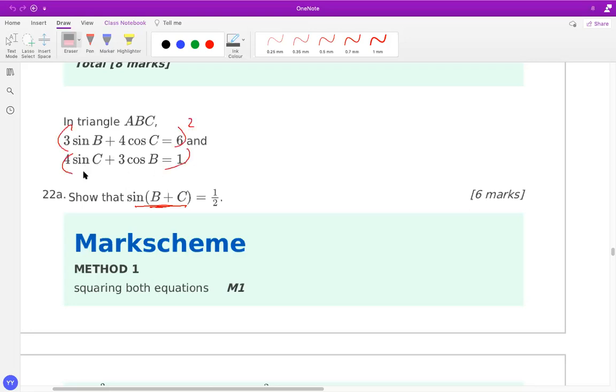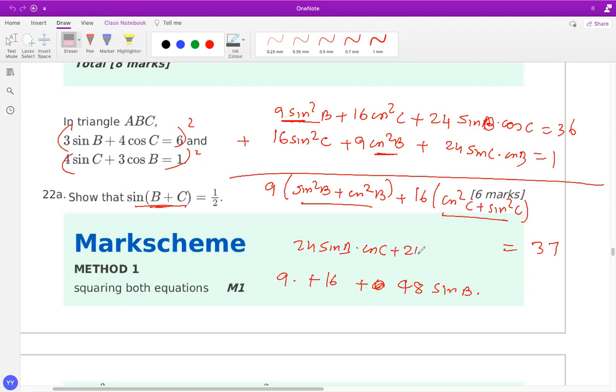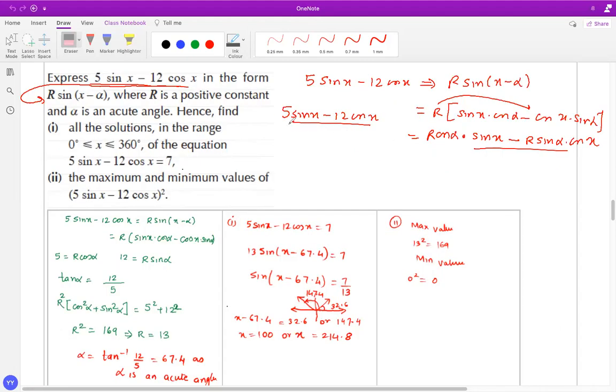If I square both sides, the first one we get is 9 sine squared B plus 16 cos squared C plus 24 sine B cos C equals 36. Similarly, square the second one, which is 16 sine squared C plus 9 cos squared B plus 24 cos B sine C. They are the same form. So now if I look at this, the coefficient of sine x here is 5 and the coefficient of sine x here is R cos alpha.